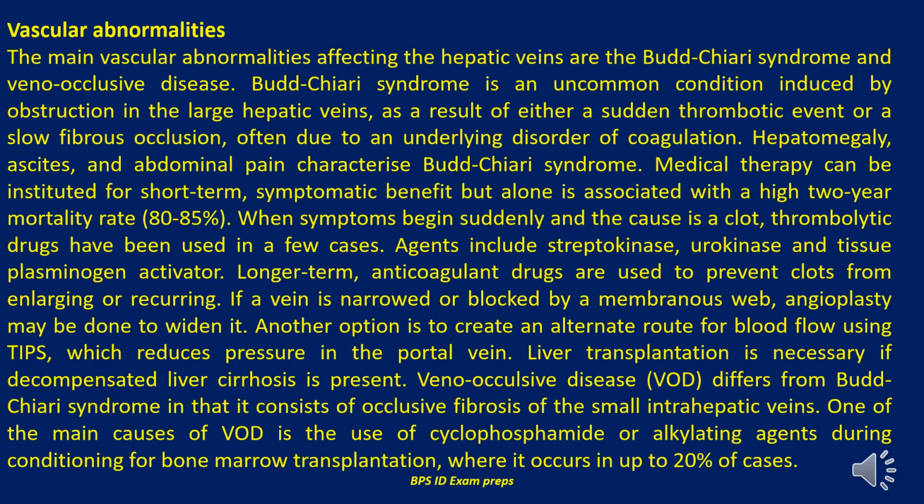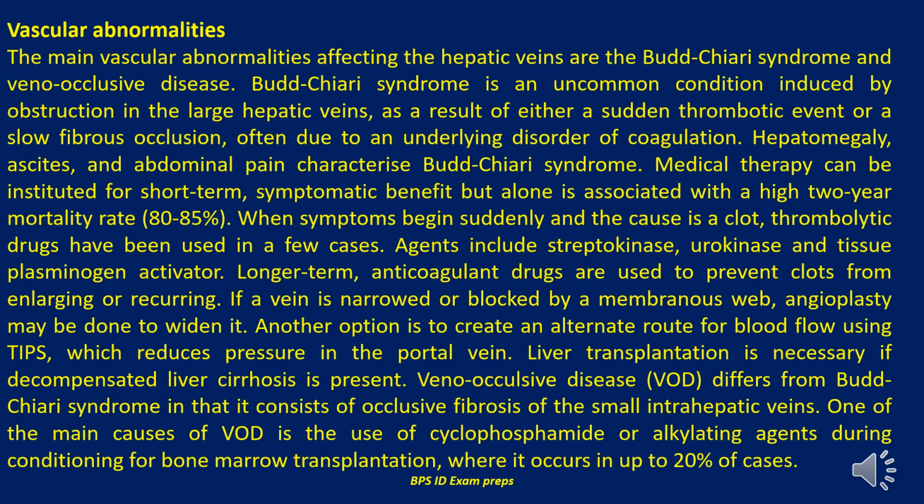Hepatomegaly, ascites, and abdominal pain characterize Budd-Chiari syndrome. Medical therapy can be instituted for short-term, symptomatic benefit but alone is associated with a high 2-year mortality rate of 80 to 85%. When symptoms begin suddenly and the cause is a clot, thrombolytic drugs have been used in a few cases. Agents include streptokinase, urokinase and tissue plasminogen activator. Longer-term, anticoagulant drugs are used to prevent clots from enlarging or recurring.